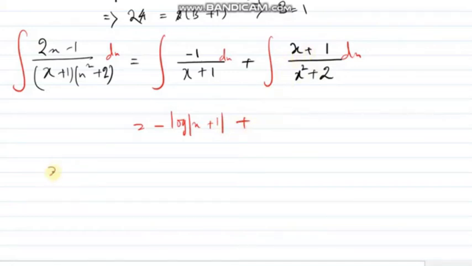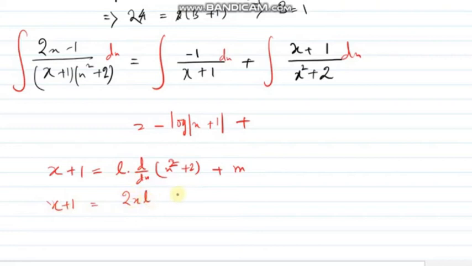For this term again it is linear divided by quadratic. So when it is linear divided by quadratic, I will write my numerator as L into d/dx of the denominator plus M. So x plus 1 is equals to L into 2x, d/dx of 2 will be 0, plus M. If I compare the coefficient of x, here it is 2L, here it is 1, so L will be equals to half and M will be equals to 1.